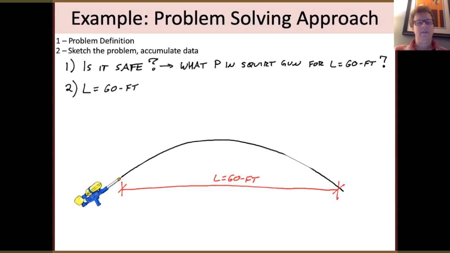So, starting to sketch the problem and accumulate data, where we begin is with very little information. We know we've got a pressurized tank of water, and we know that we want to squirt Buffy 60 feet away. And our objective here is going to be to find what pressure it takes in a squirt gun to actually make this happen. So we've started to define the problem and accumulate the very scant amount of data that we've got here.